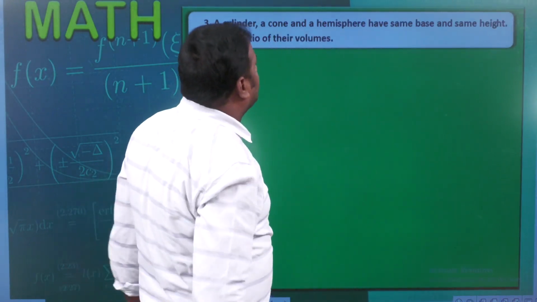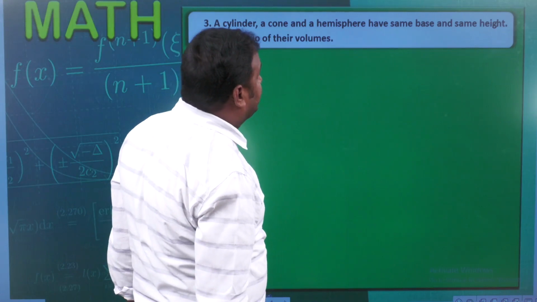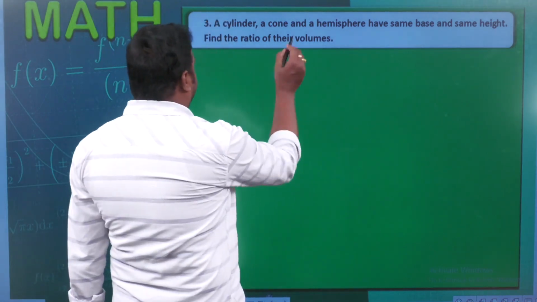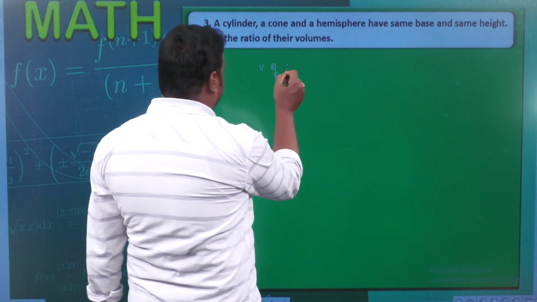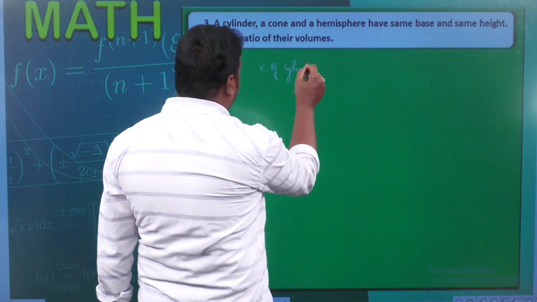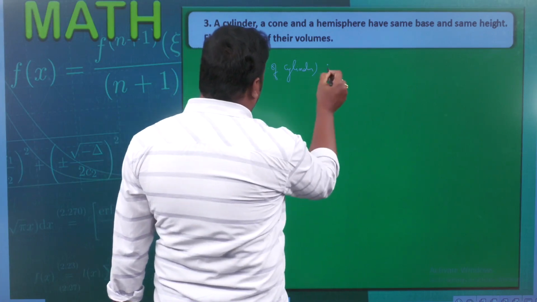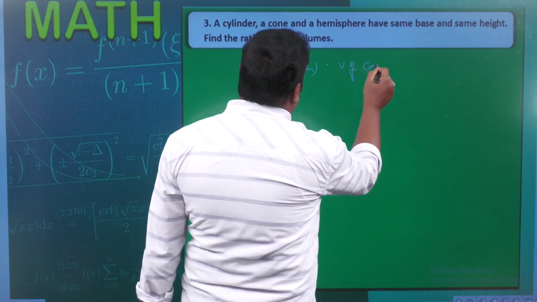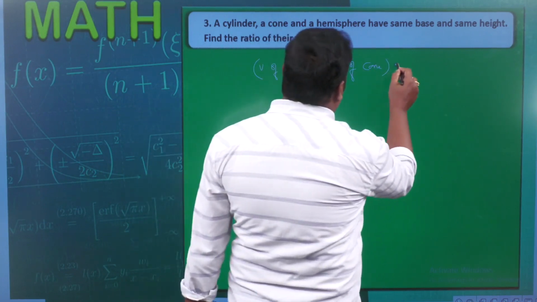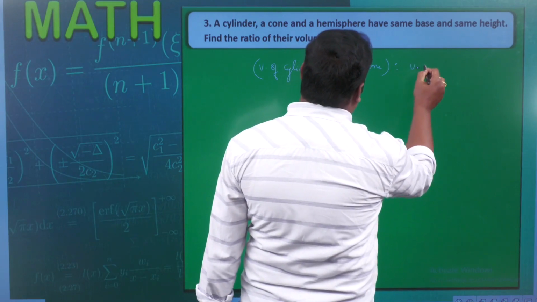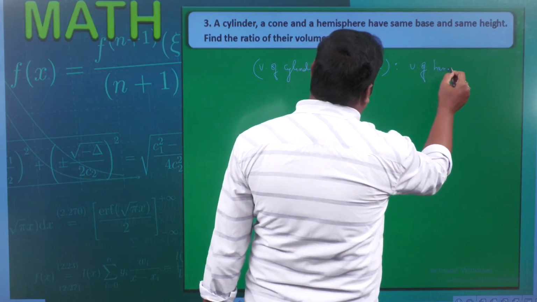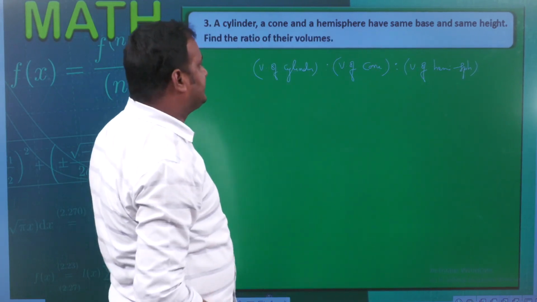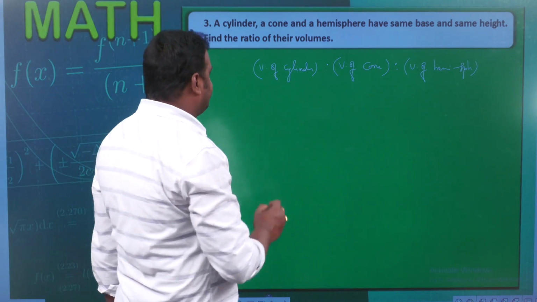A cylinder, a cone and a hemisphere have the same base and same height. Find the ratio of their volumes. Volume of cylinder, volume of a cone, and volume of hemisphere. All are having the same base and same height. Same base and same height means what?